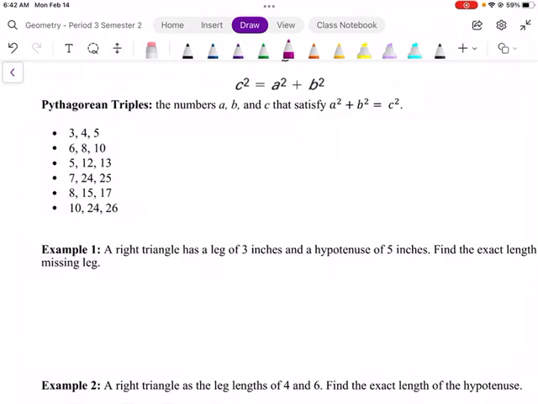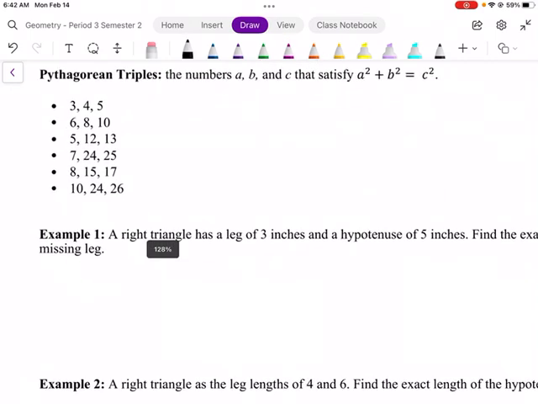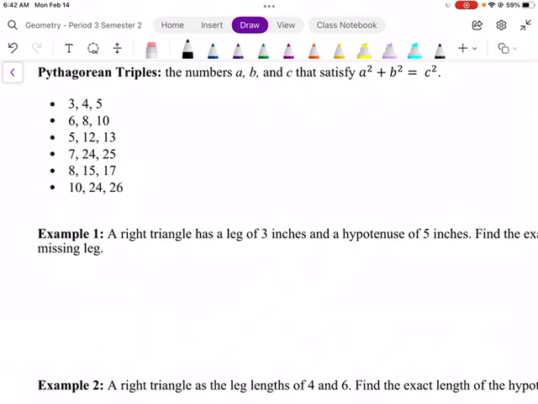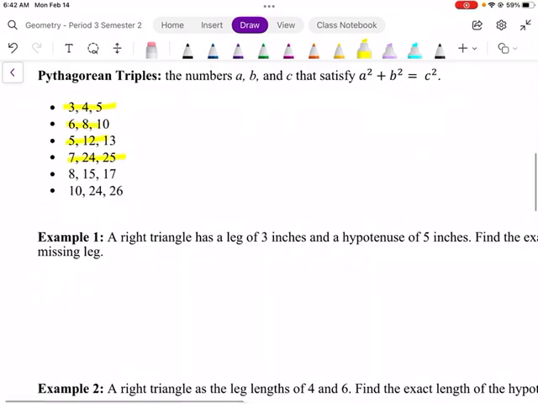Another thing we're going to talk about are Pythagorean triples. If you have some of these memorized, it might make some of your problems go a little bit quicker, but if you don't have them memorized, that's okay. A Pythagorean triple are the numbers a, b, and c that satisfy a squared plus b squared equals c squared. And you'll notice they're all whole numbers, so we don't have any decimals here. So if we were to plug these into the Pythagorean theorem, it would be a true statement.